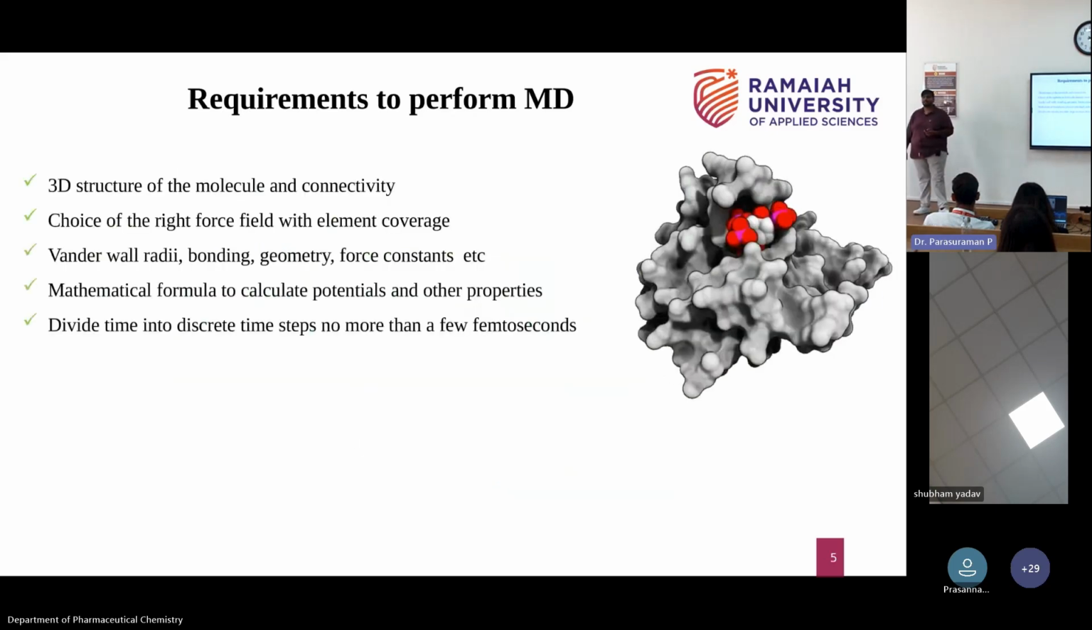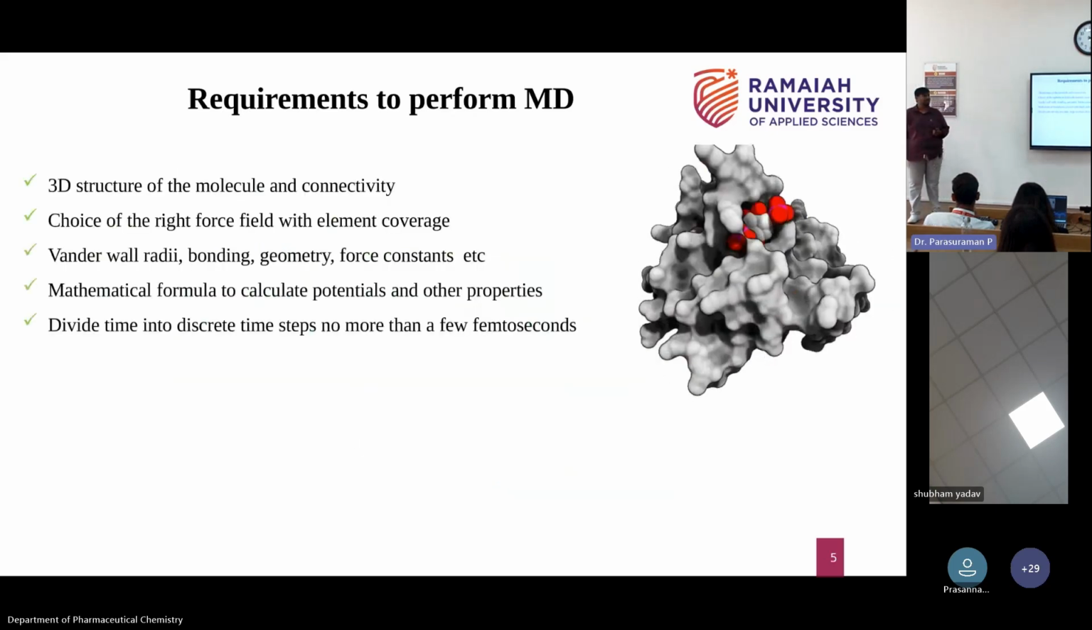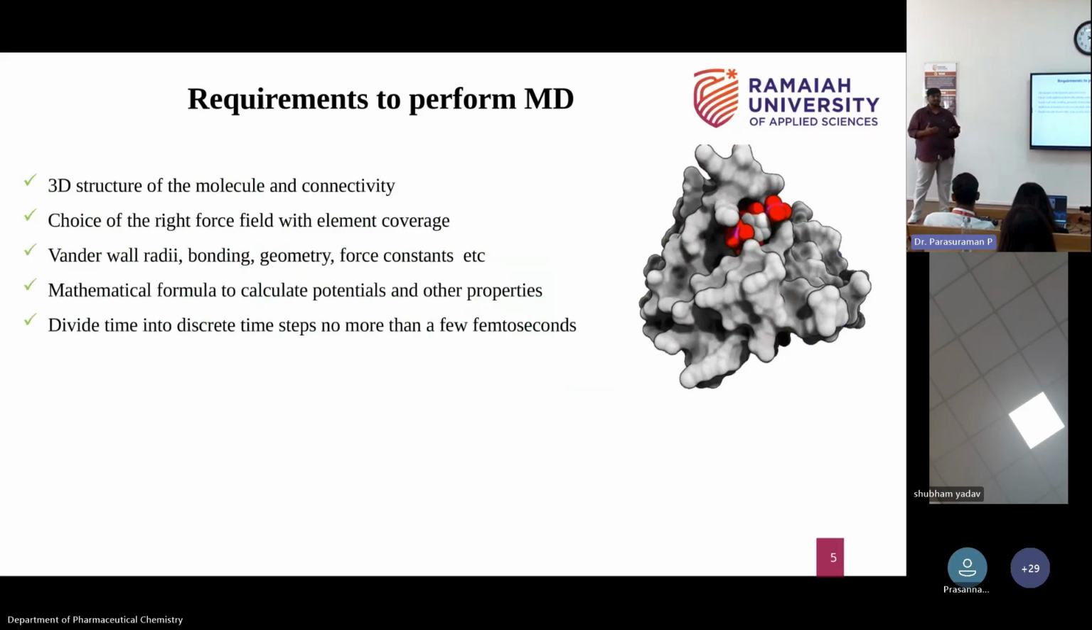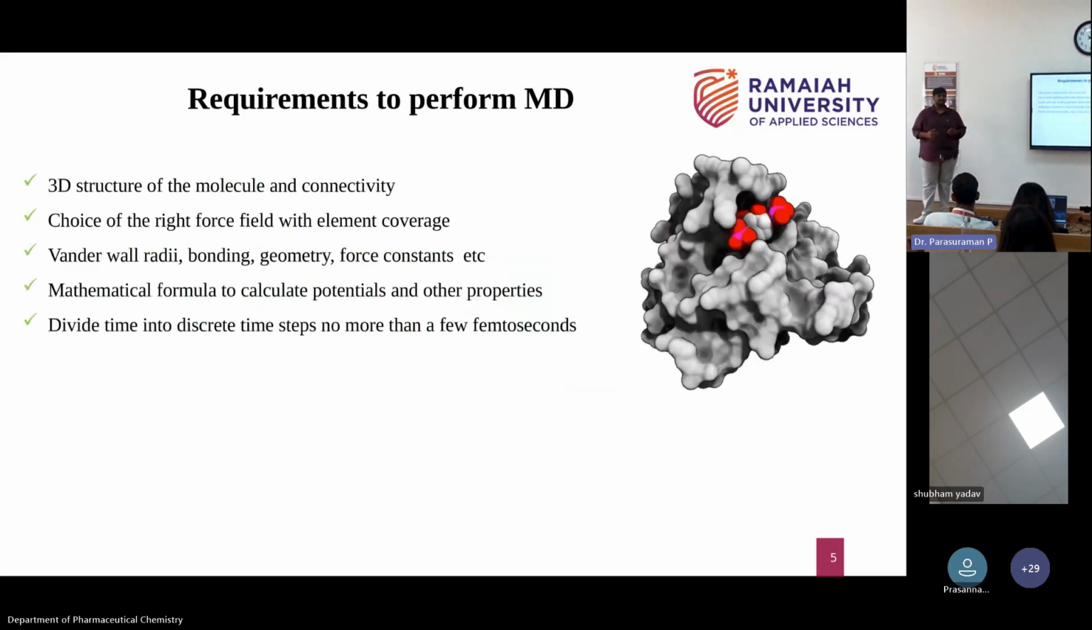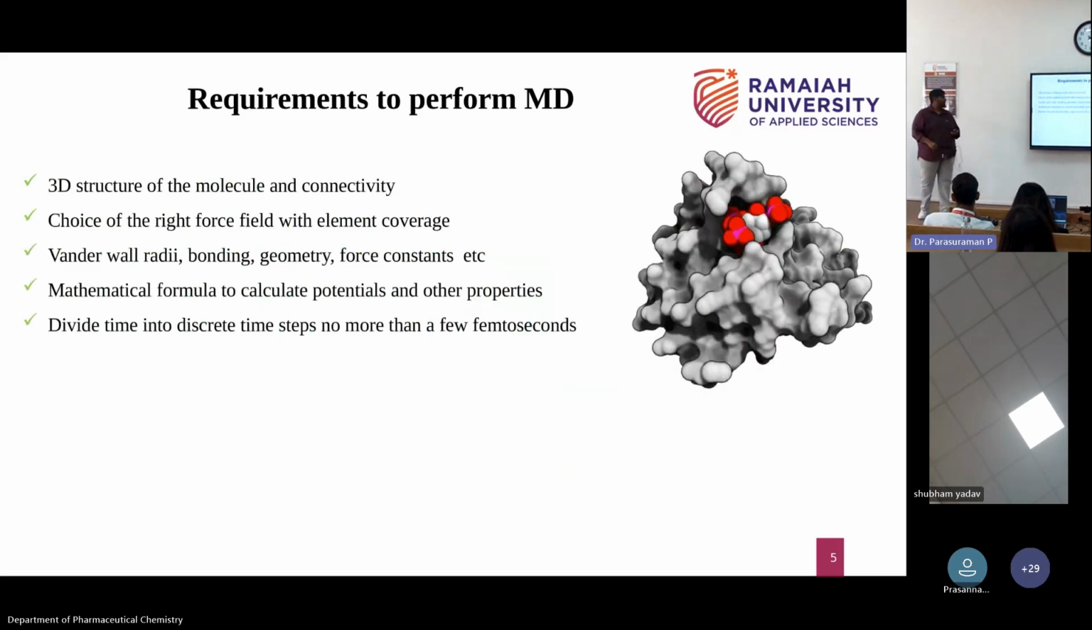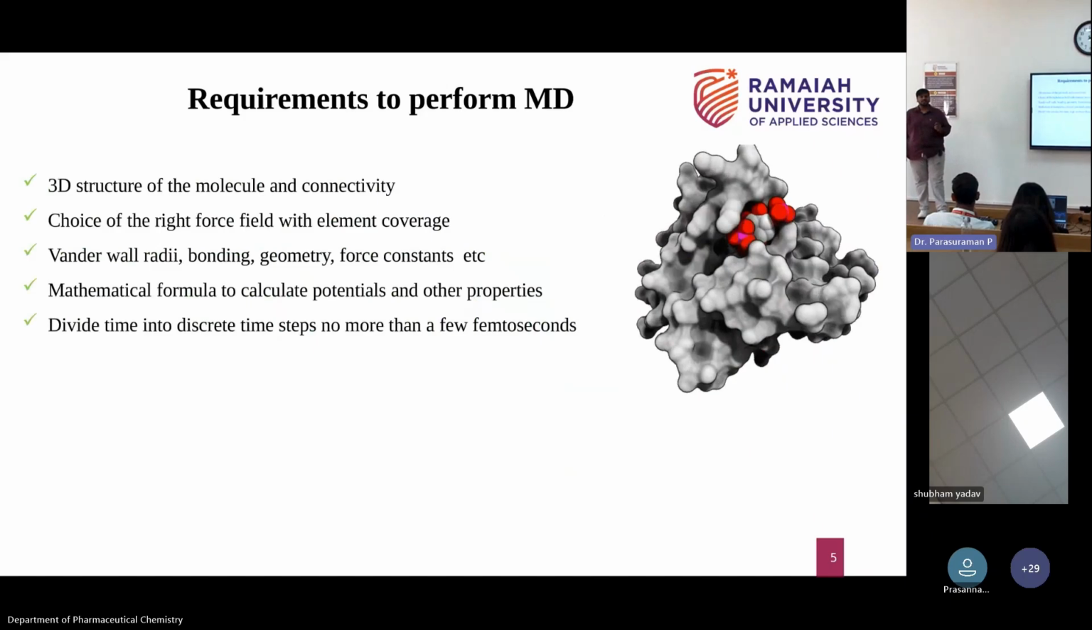Requirements to perform MD. For performing MD, we need a 3D structure, or a 3D complex of protein and ligand, with good connectivity. The choice of force field will be the most important criterion in the molecular dynamics simulation, because the force field plays an important role in the movement of atoms. We need a force field with good elemental coverage: van der Waals radii, bonding geometry, force constants. All of that comes under parameters like bonding and non-bonding parameters, which we'll be seeing in the next slides.